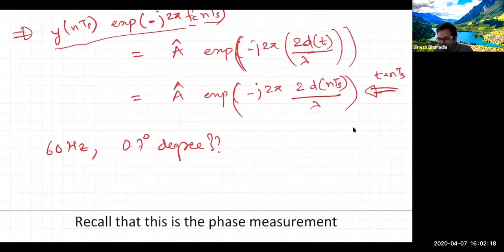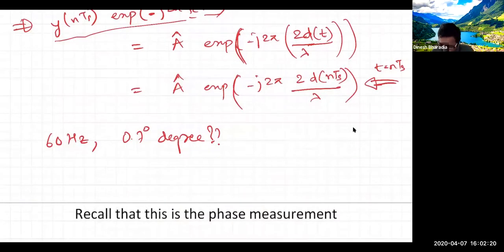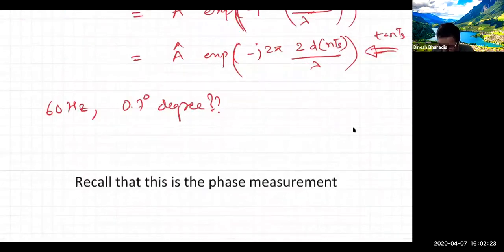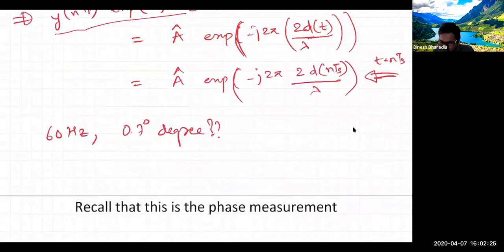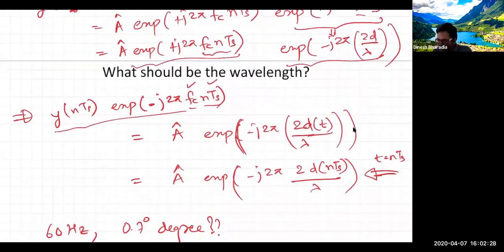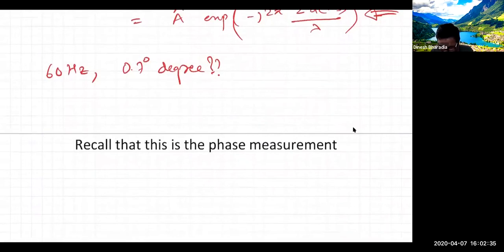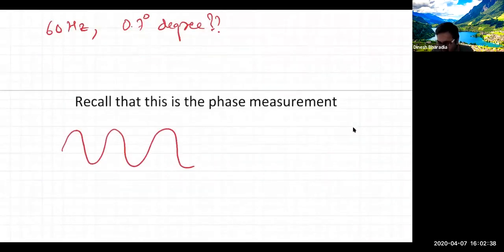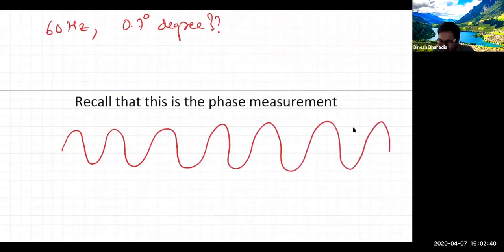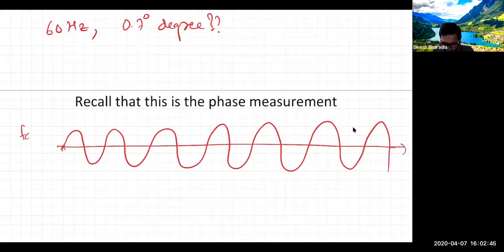What is the simplest trick you guys can do? Let's draw this in time domain. After multiplying by the negative exponent, what would happen? Let's draw a picture. This is your signal. I'm drawing it as continuous, but just think that this is your FC times t signal, and these are the samples you will be capturing. What happens with the received signal?